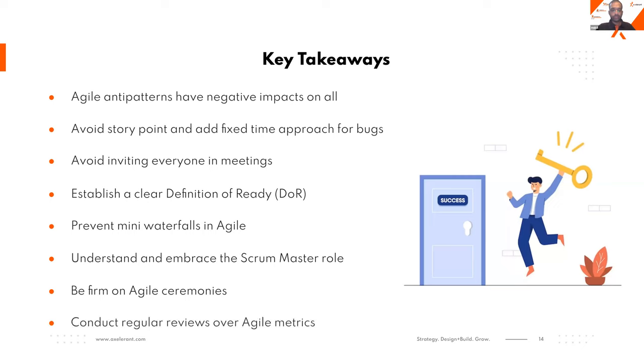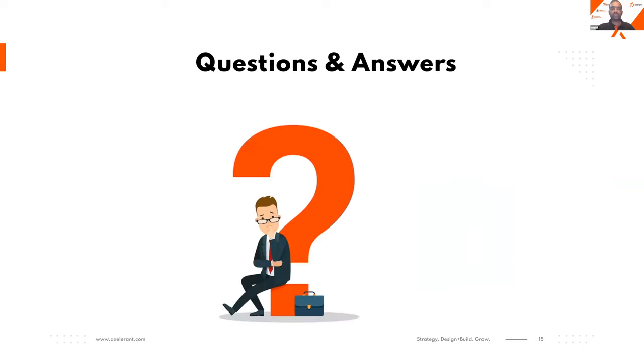Let's see the last point here, Agile metrics. Just conduct regular reviews with the team, and everything will automatically come as a solution. When you talk about Agile metrics with the team, they will start giving solutions. Let's take quick questions.